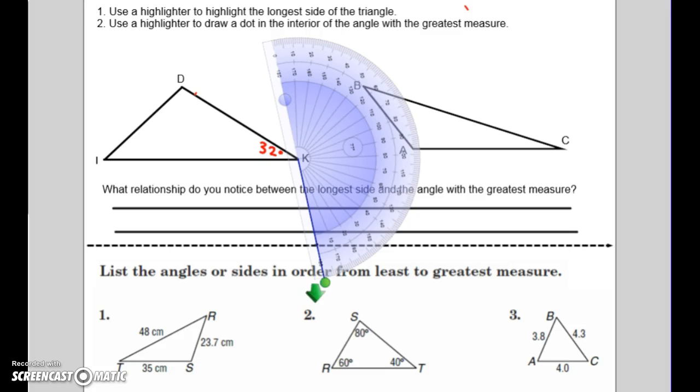Somebody tell me, what did you get for the measure of angle I? 45. And what did you get for D? 75. So let me ask a question. Could those really be the angles of a triangle? No. Only if it adds up to 180. So 70 and 30 is 100. And 45, 155, 157. So which ones do we think are wrong? D and I.